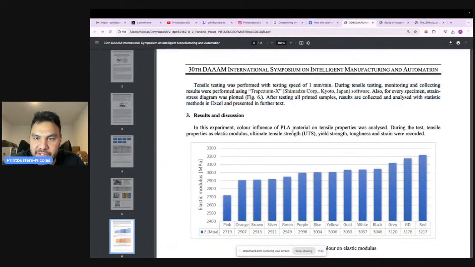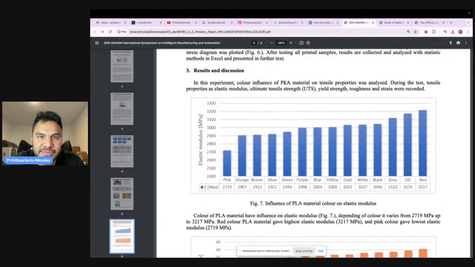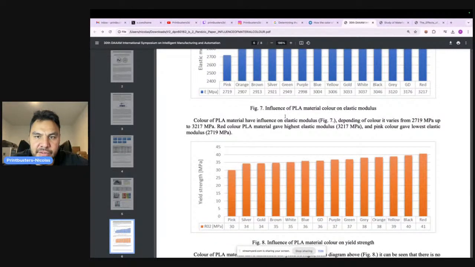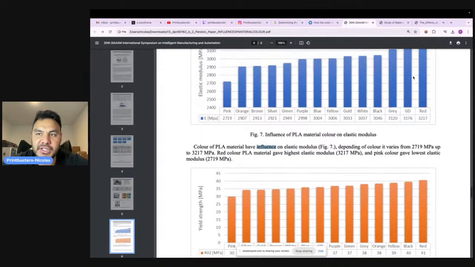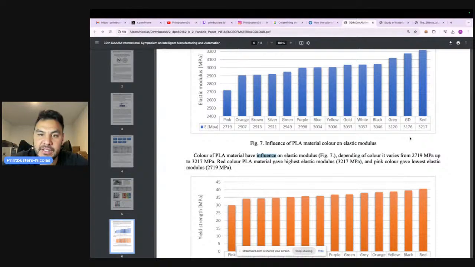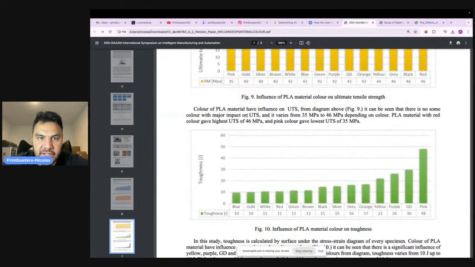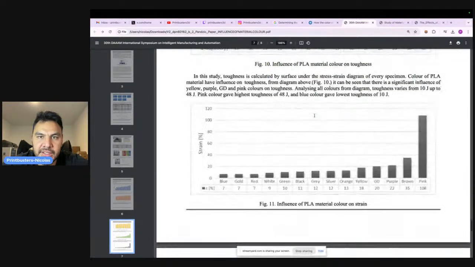Okay, so maybe they are going to talk about it in the discussion part. In this experiment, the color influence of PLA material on tensile properties was analyzed. During the test, the tensile elastic modulus, okay. Yeah, so they put everything like this, okay. Color of PLA materials has influence. Yeah, so you see, they consider color of PLA has influence, but that's the problem. It's not the only thing that changed between pink and silver, for example. There is other stuff, especially glow in the dark, right? There are other things that change. So color of PLA has influence.